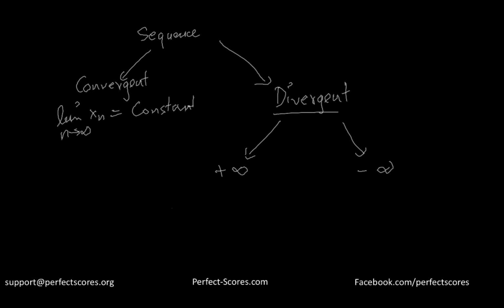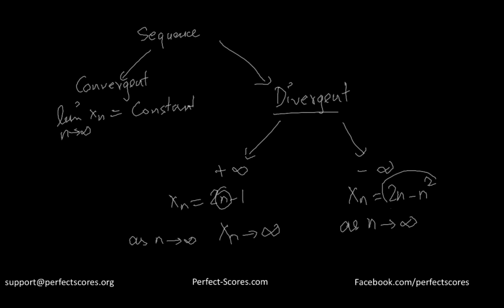Let's say, for example, xn is equal to 2n minus 1. As n approaches infinity, xn also approaches infinity. You can clearly see, as n approaches infinity, this whole term approaches infinity. The other example would be xn equal to 2n minus n squared. As n approaches infinity, this term approaches negative infinity. It goes to infinity, but on the negative side, because the n squared term will always be greater than the 2n term as n approaches infinity. Or you can say 2 times infinity minus infinity squared, which is negative infinity.